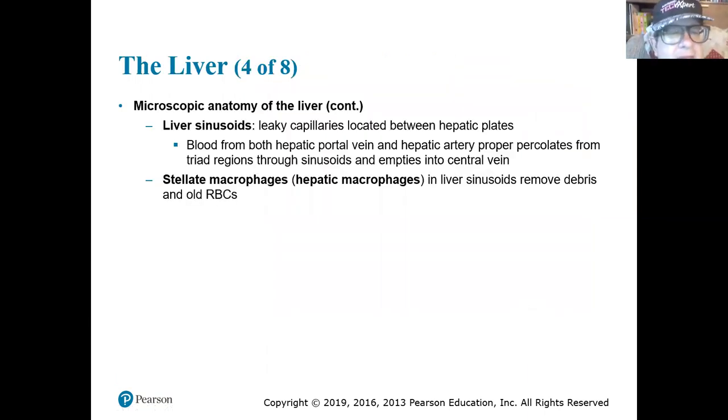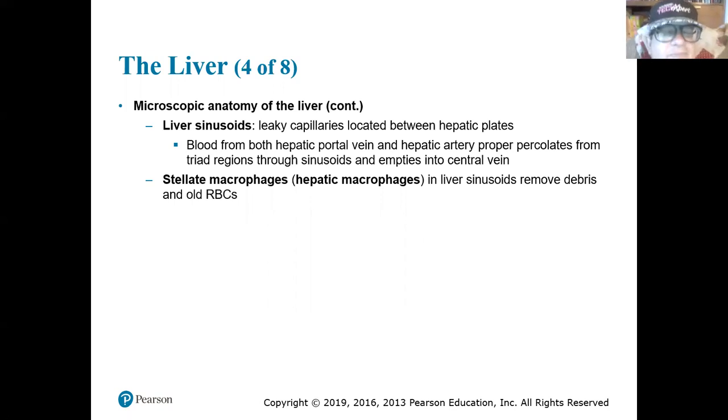Okay, so the microscopic anatomy of the liver. The sinusoids are those spaces, leaky capillaries running between the plates. And the blood from the hepatic portal vein and the hepatic artery will percolate through these triad regions, through the sinusoids, and empty into that central vein. Now, stellate macrophages, hepatic macrophages in the sinusoids remove debris and old red blood cells.